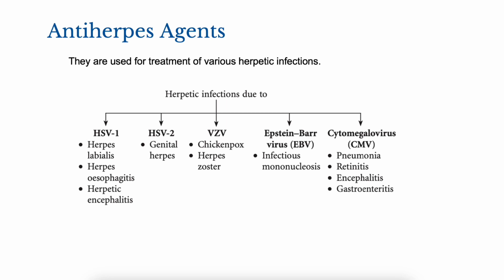The herpes simplex virus 1 causes herpes labialis, herpes esophagitis, and herpetic encephalitis. The herpes simplex virus 2 causes genital herpes. The VZV causes chickenpox, herpes zoster. Epstein-Barr virus causes infectious mononucleosis. The cytomegalovirus causes pneumonia, rhinitis, encephalitis, and gastroenteritis.